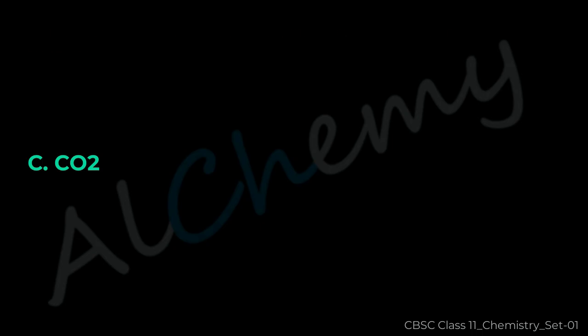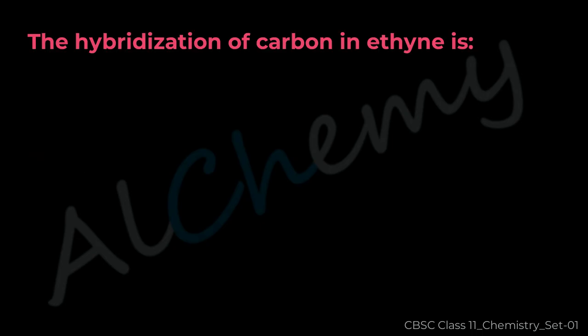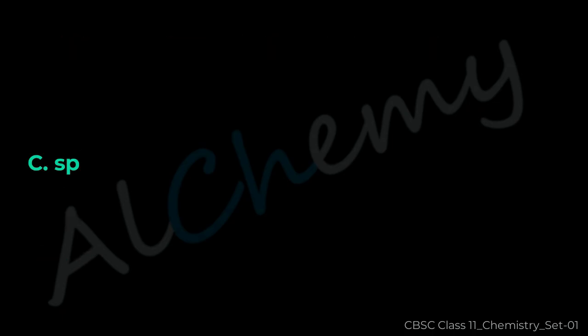CO2. Question 16. The hybridization of carbon in ethine is A. sp3, B. sp2, C. sp, D. dsp2. The correct answer is C.